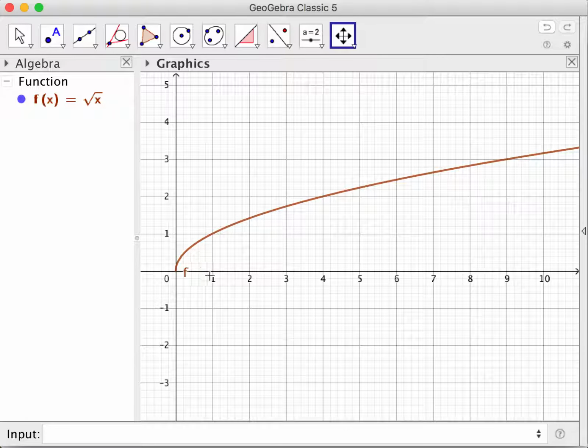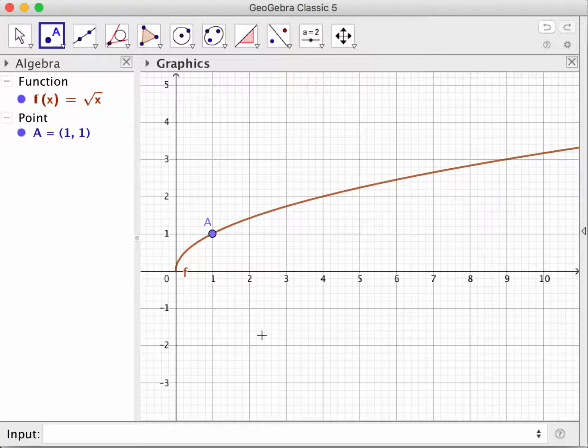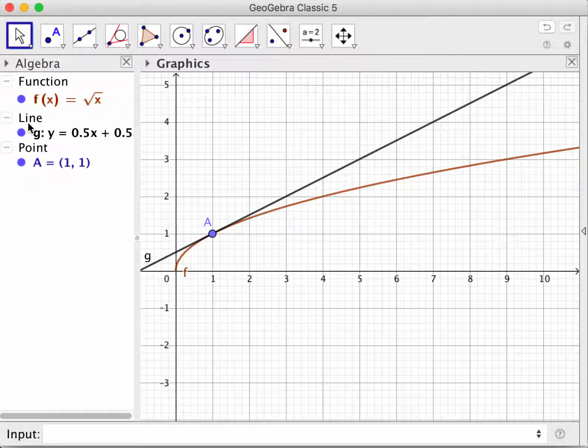So at x equals 1, saan yung x equals 1? Dito, diba? So maglagay tayo ng point dyan. At x equals 1. So the coordinate of A here is x equals 1. I want to find the slope. And according to our computation, the slope is equal to 1/2. So para makuha natin yung slope of a function at a particular point, getting the slope of a function at a particular point is the same as getting the slope of the line tangent to that point. So this is the tangent tool. I want to find the tangent line.